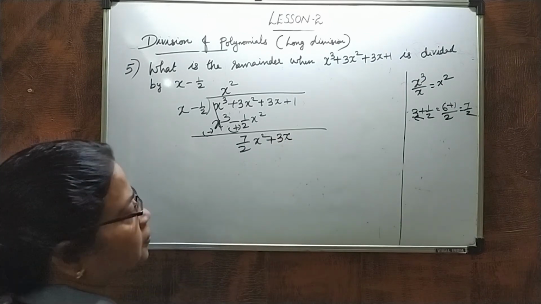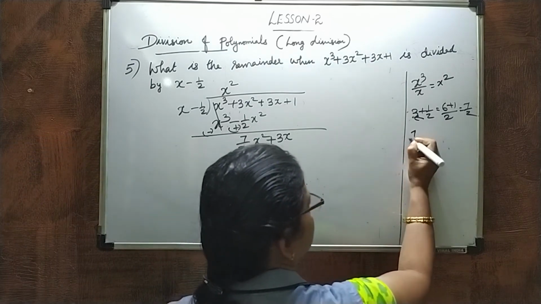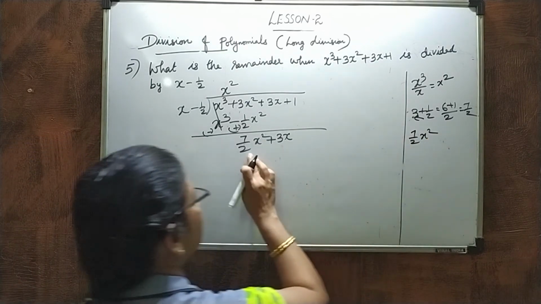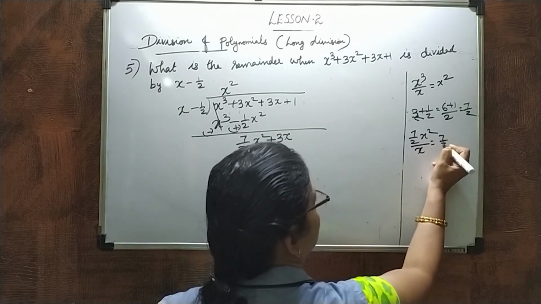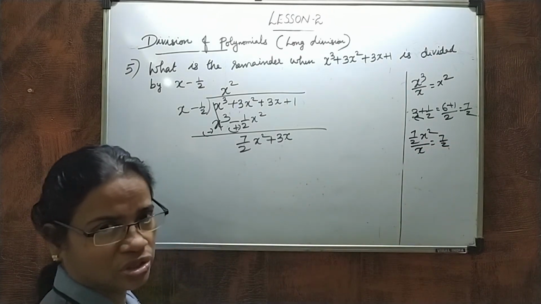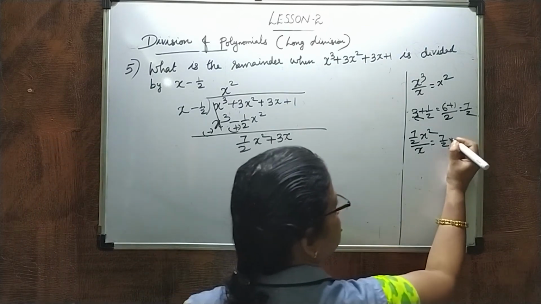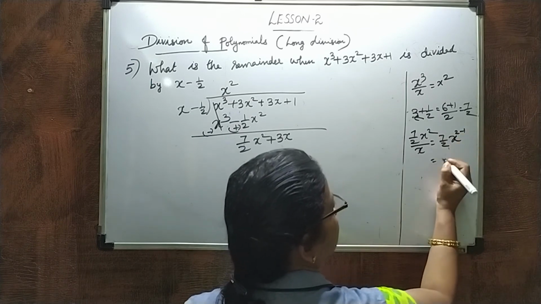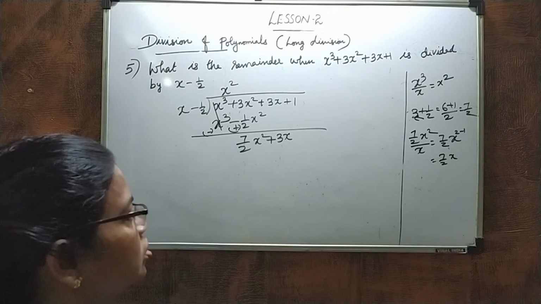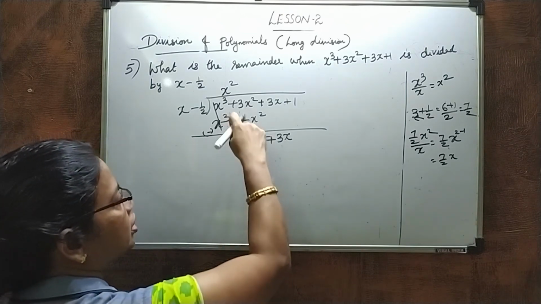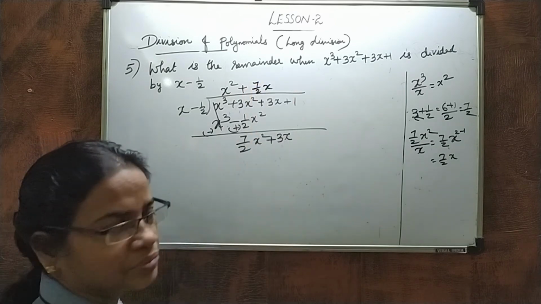Plus 3x. Again start. 7 by 2 x square. First term of the dividend divided by first term of the divisor, x. 7 by 2 into x square divided by x. a raised to m divided by a raised to n is equal to a raised to m minus n. 7 by 2 into x. On the top, just look at the sign, it is positive. So plus 7 by 2 x.